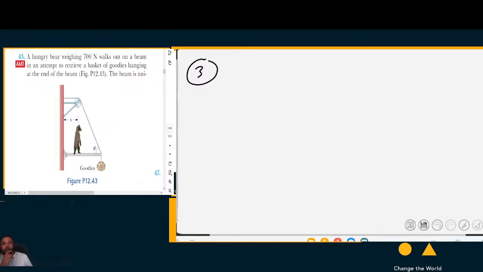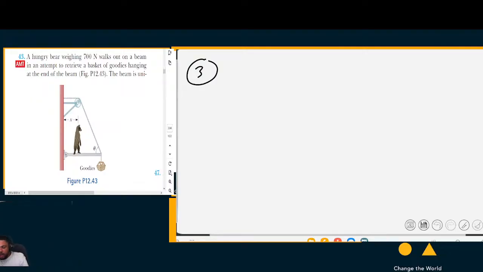So, a hunting bear weighing 700 newtons, so there's the bear, walks out on a beam in an attempt to retrieve a basket of goodies hanging at the end of the beam. So there's the situation. I wanted to show you the drawing. Now, the question. They tell us the beam is uniform, it weighs 200 newtons and is 6 meters long, and it is supported by a wire at an angle of 60 degrees. The basket weighs 80 newtons.